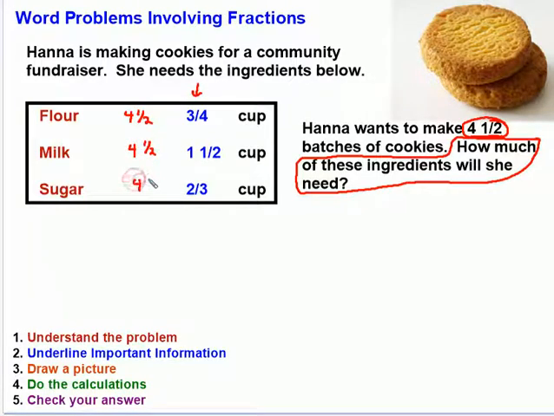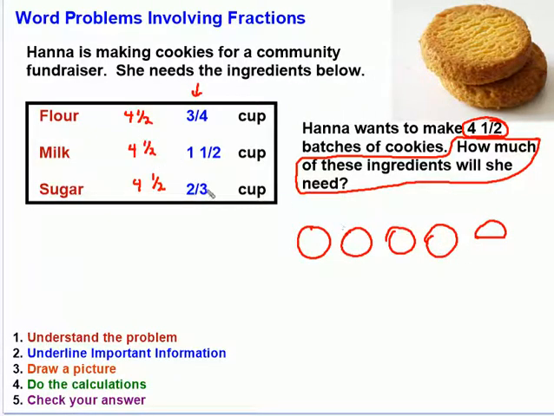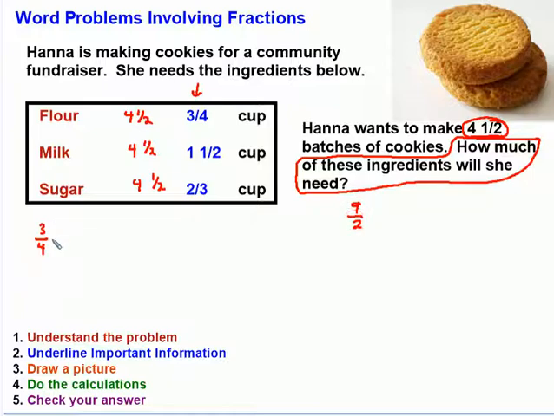Remember, if this had been double, then we just multiply 2 by each one of them. But we're making 4½ batches. So we've got 4 and then half a batch of cookies. We have to multiply each one by 4½. So let's go about doing that. The first thing we need to multiply is 3/4 of a cup. So we'll multiply 3/4 times 4½. Well, let's first convert that to an improper fraction. 4 times 2 is 8, plus 1 is 9. That'll be 9/2. So 3/4 times 9/2.